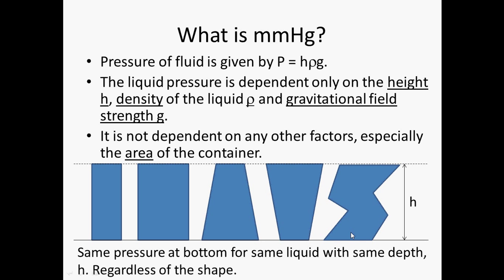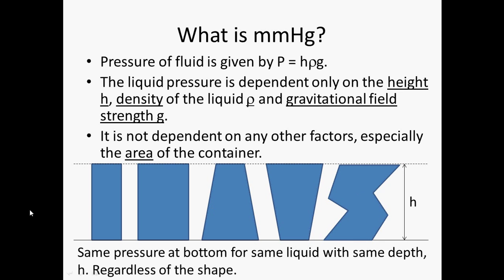If you look at this diagram below, if I ask you to find the pressure at the bottom of all these containers, this is a container of a very narrow rectangular shape. This is a broader rectangular shape. This is like a cone. This is an inverted cone, and this is an irregular shape. Regardless of the shape of the container and regardless of the bottom surface area, the only dependence in this case is the height or the depth.